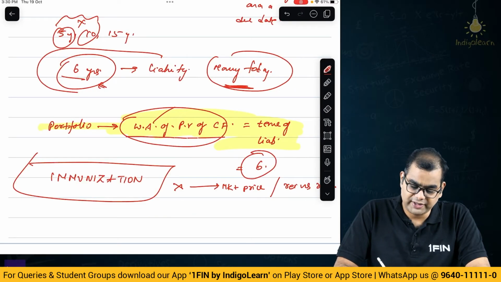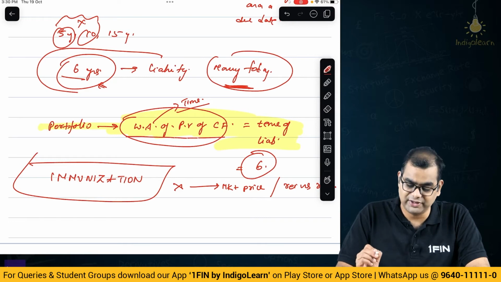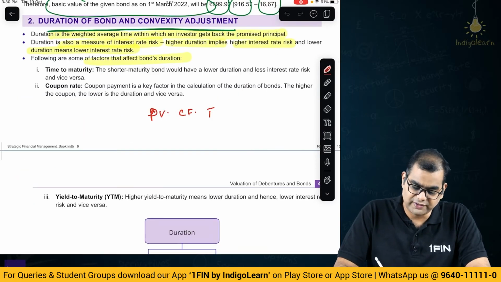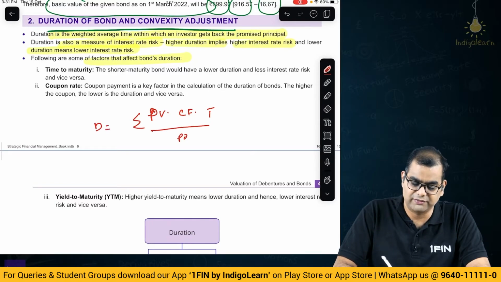Yeah, so here the weighted average is based on the time. So it is the time weighted average of this particular portfolio's cash flows. The portfolio's present value of cash flows into time by P0, sigma of this, is the formula for duration.